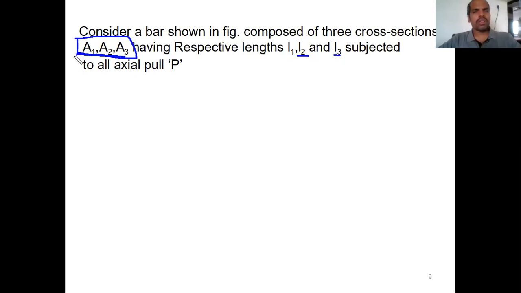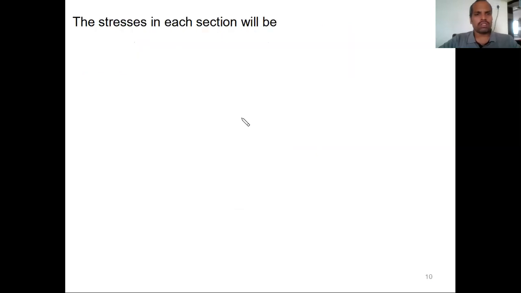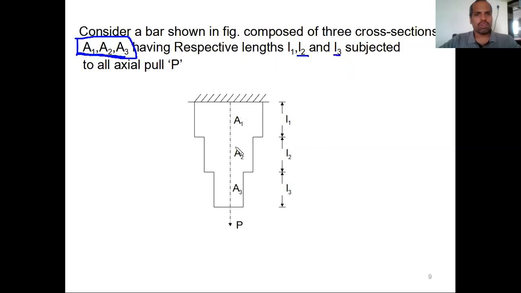Area is changing means maybe one portion is circular and one portion rectangular, or all the portions may be rectangular or square, but the sizes are different. Areas different means sizes are different. In that case, how do we calculate the stress and strain? Here the area is more, here it is less, here it is further less. It is subjected to a load P, an axial load, axial pull, meaning tension. These are L1, L2, L3.